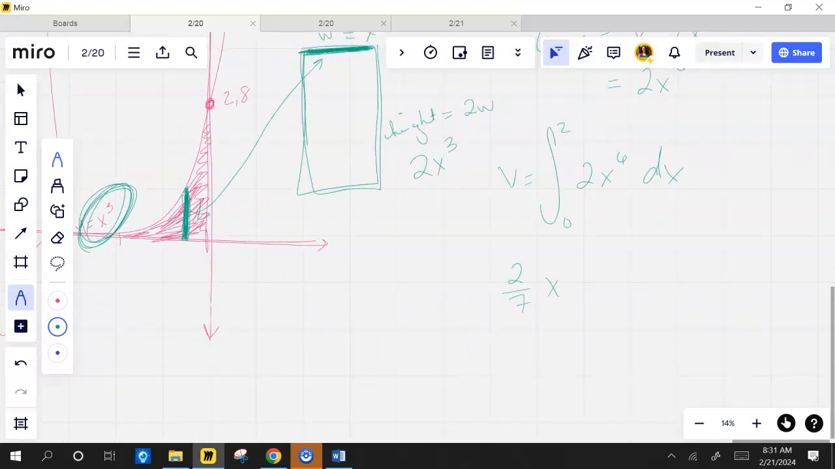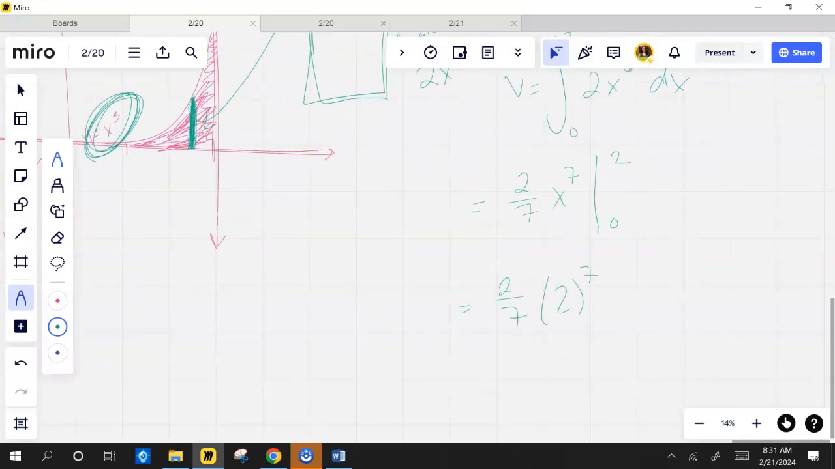2 over 7, x to the 7th, 0 to 2. 2, 4, 8, 16, 32, 128. I'm just doing it in my head, but you can use a calculator. 256 over 7.